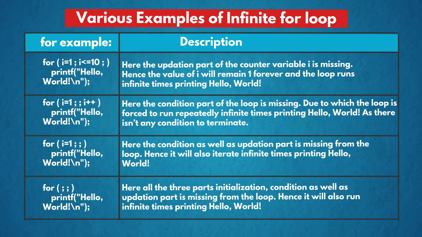The third example is, for I equal to 1, there is no condition and there is no updation. Here, the condition as well as the updation part is missing from the loop. Hence, it will also iterate infinite times printing hello world. In the last example, we can see that there is no initialization, no condition and no updation. Hence, it will also run infinite times printing hello world.